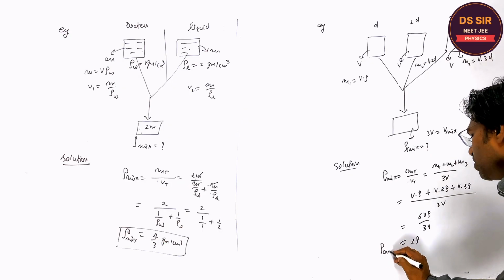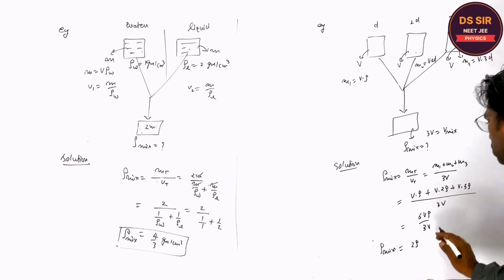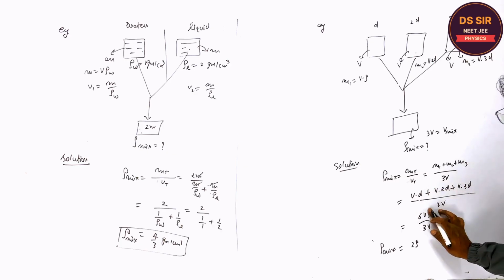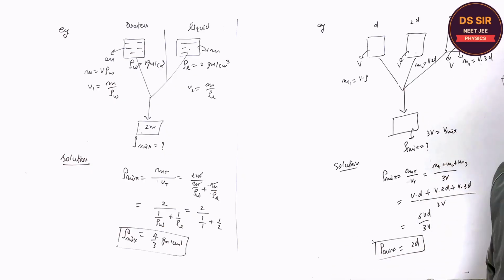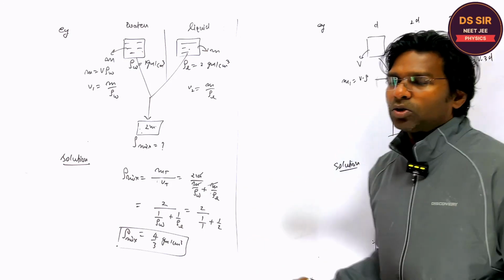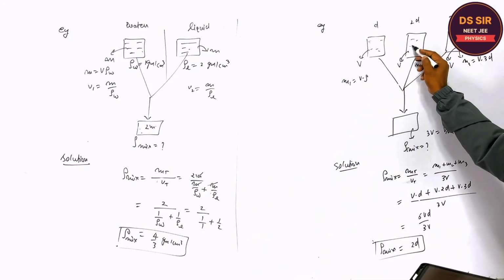So what is the density of the mixture in this case? The densities are D, D, D, and 2D is the density of the mixture, right? So it is not necessary that only two liquids are mixed; more than two liquids can also be mixed, right?